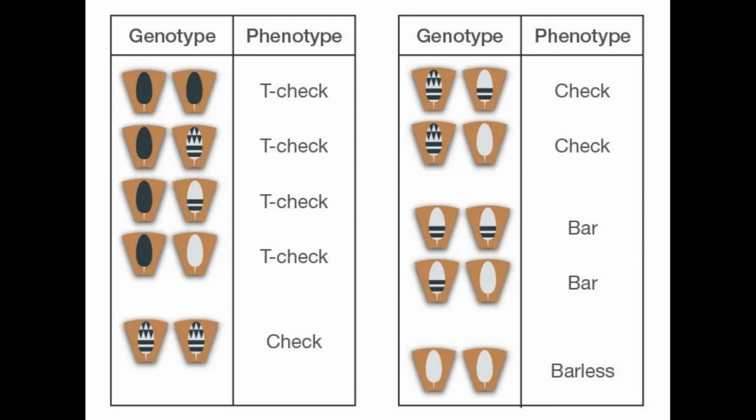The term wild type implies nothing about an allele's dominance. It simply refers to the allele that was most commonly found in the wild ancestor. Depending on the gene, the wild type allele can be dominant or recessive to other alleles. In fact, bar, the wild type allele for wing pattern, is dominant to barless and recessive to T-check and check.